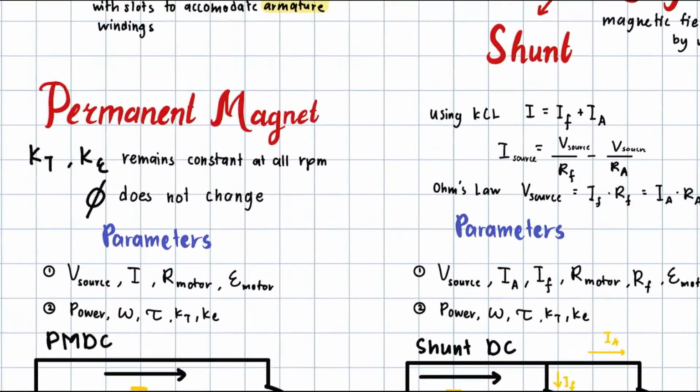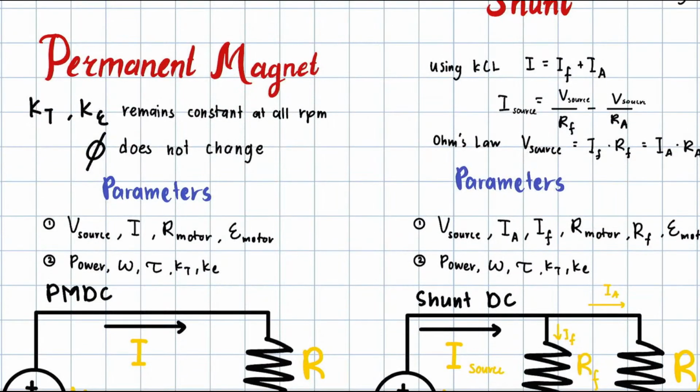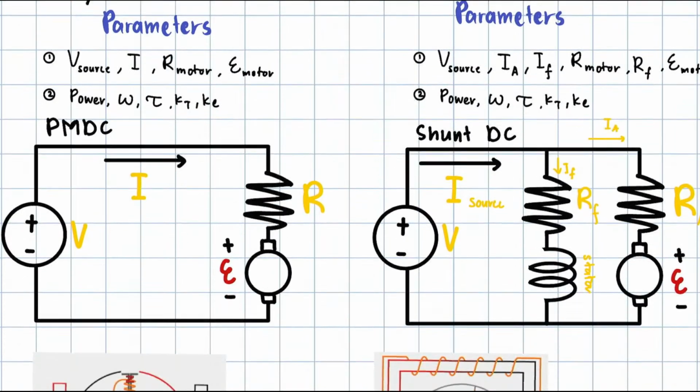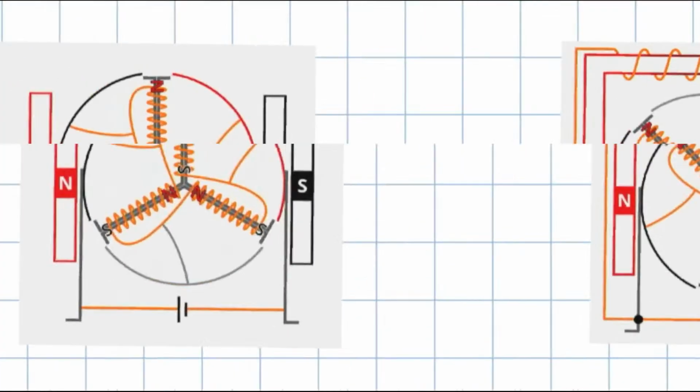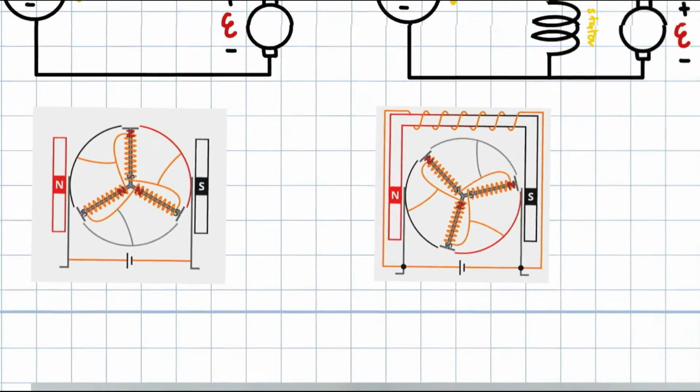Okay, so for a permanent magnet motor, the KT and KE remain constant at all RPM because the magnetic flux does not change. So that is what a permanent magnet is. This is a representation of a permanent magnet motor. These are the magnets on both ends, and the flux between the magnets will be constant.